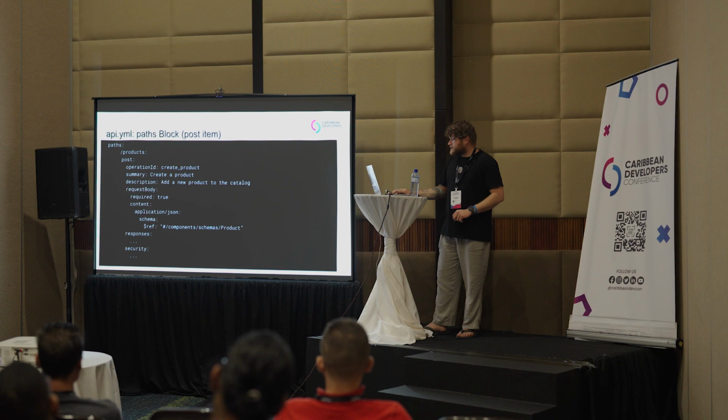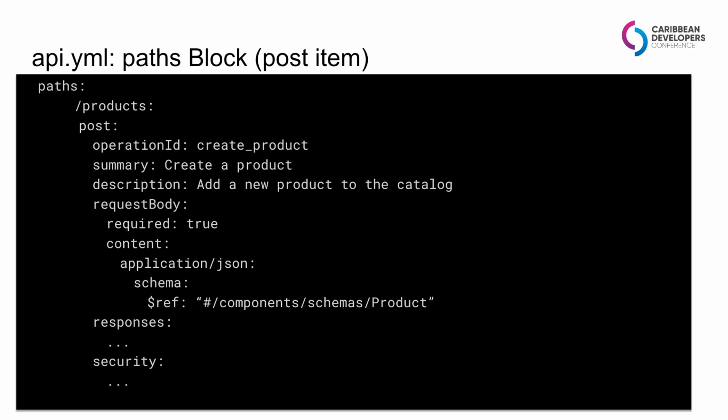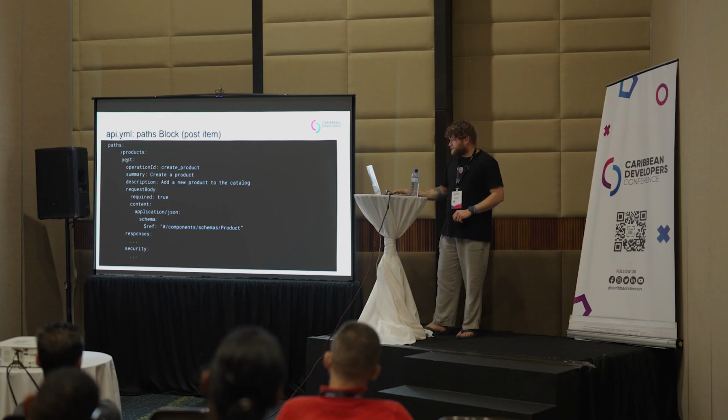Here's an example of a post, create a product, right? It's pretty simple. You specify request body, and then point it to the schema again, and you have a lot of the same fields there as well. And note you're using post up here.